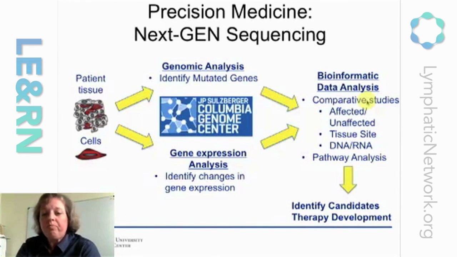So, the goal of this is to identify candidates so that we can study them back in our mouse models, but also to identify candidates because there may actually be therapies currently available to treat lymphatic malformations.